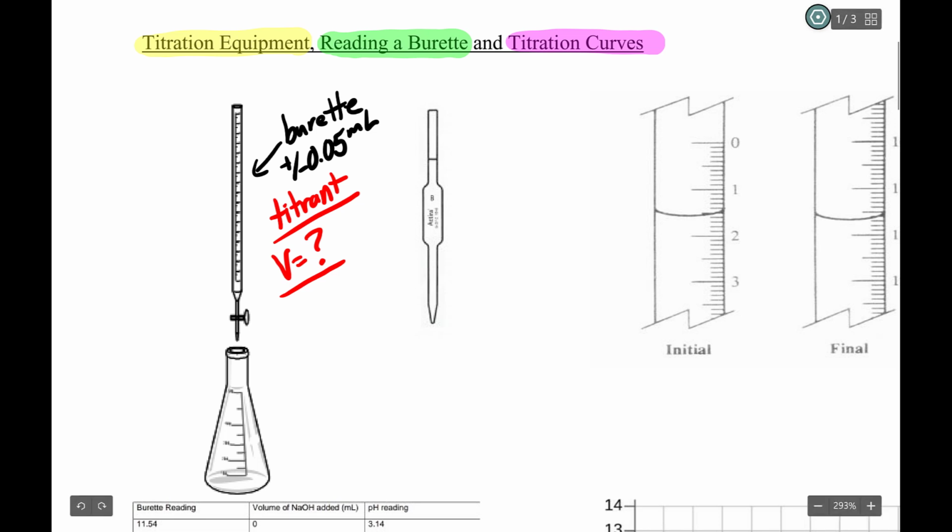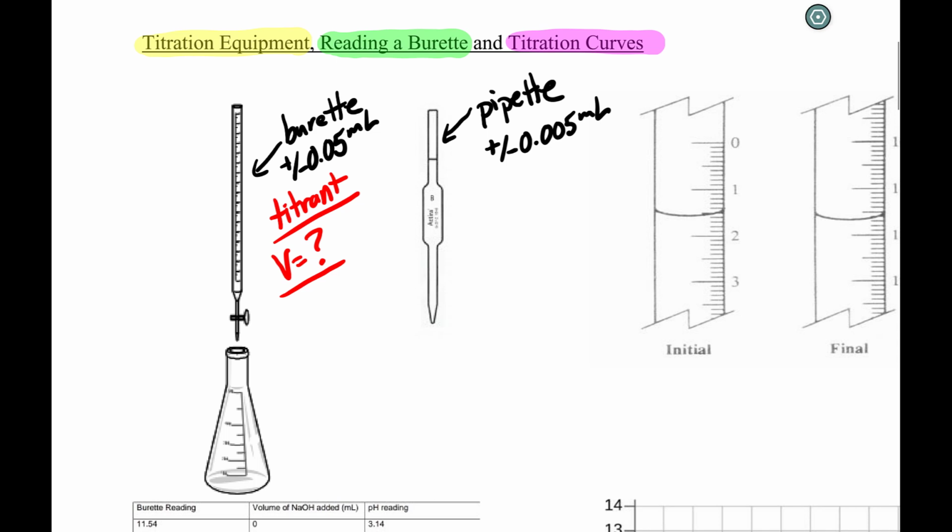Now this thing over here is called a pipette. A pipette is accurate to, I believe, plus or minus 0.005 milliliters. It depends on how big the pipette is. The ones at our school are 10.00 milliliters when you fill it up to this line here. So the error would be probably about 5/100ths of a milliliter, maybe a little bit less.